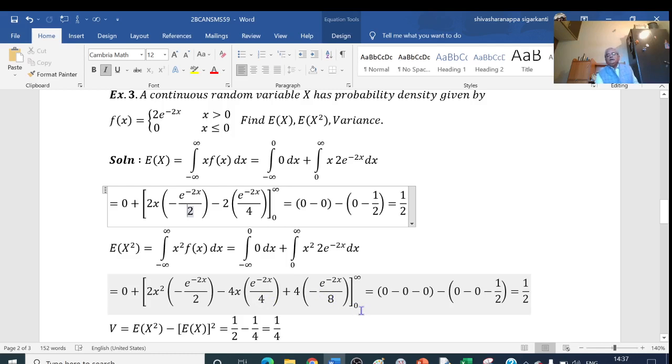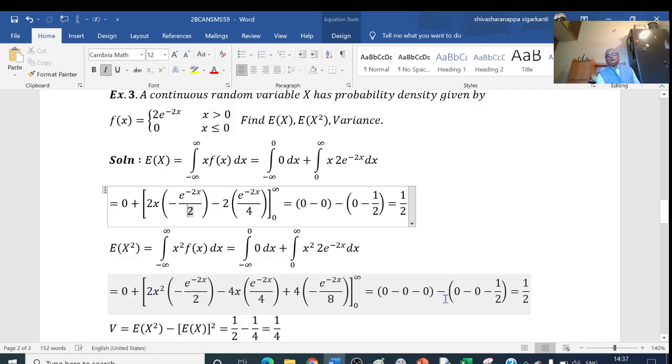Minus. This is between 0 and infinity. Now substituting the limits. First, the upper limit, infinity. If I put infinity here, e raised to minus infinity, this term becomes 0. So for the upper limit we get 0 minus 0 minus 0 minus.